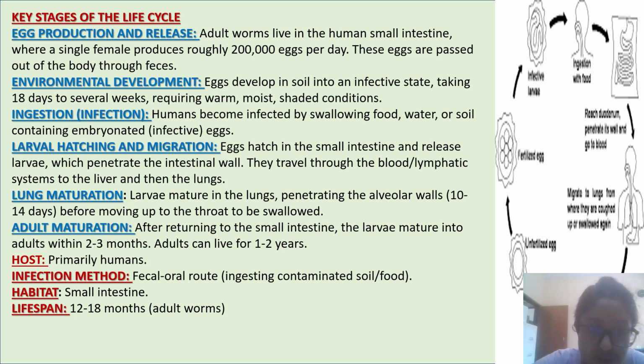Next, adult maturation. After returning to the small intestine, the larvae mature into adults within 2 to 3 months. Adults can live for 1 to 2 years. Host: primarily human host. Infection method: fecal-oral route. Next, habitat: small intestine, and lifespan 12 to 18 months for adult worms.